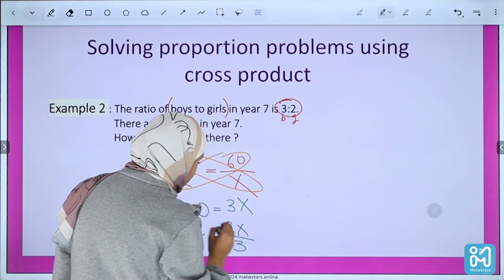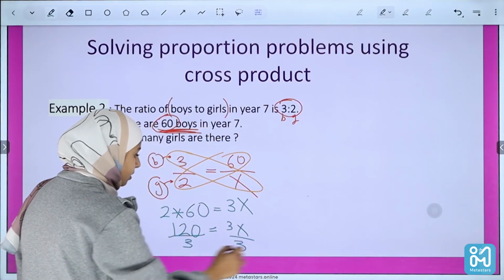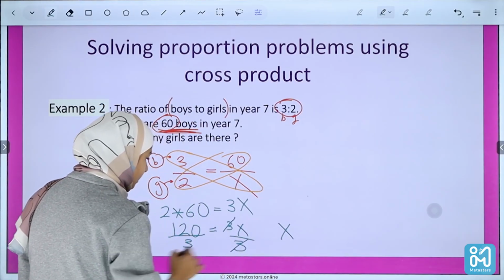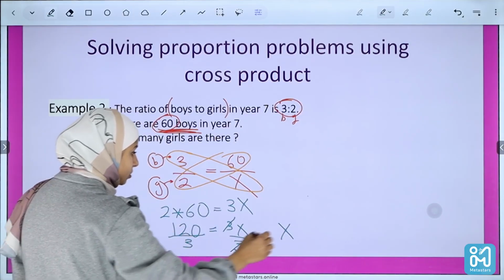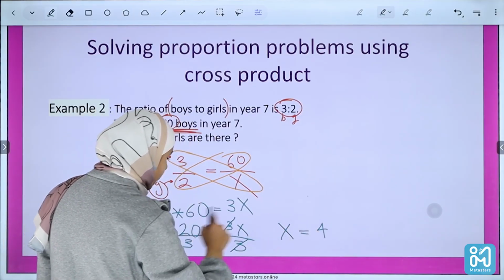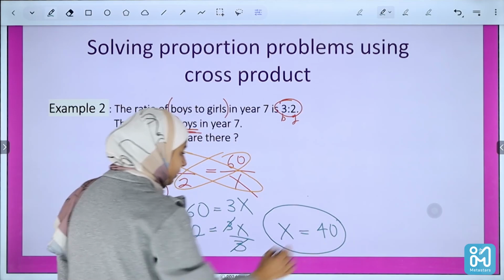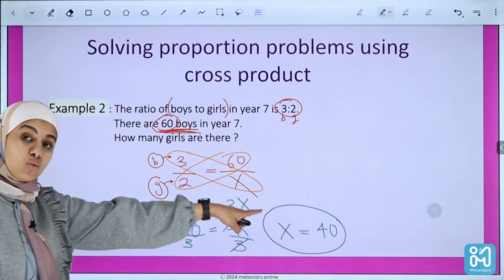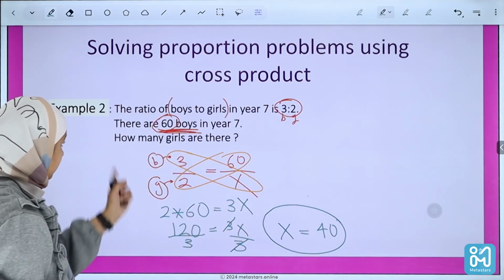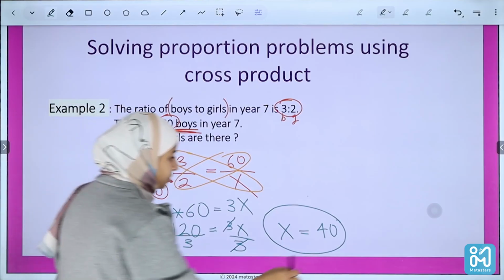Okay, so we did this. X, cancel, cancel. 12 divided by 3 is 4, and place the 0. X equals 40. What is the 40 actually? 40 girls.